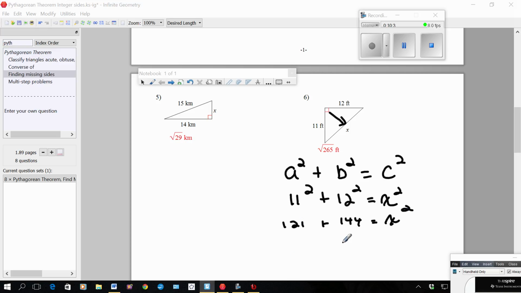Add these together. 121 plus 144 is going to be 5. 1 plus 4 is 5. 2 plus 4 is... Let me clear this up.